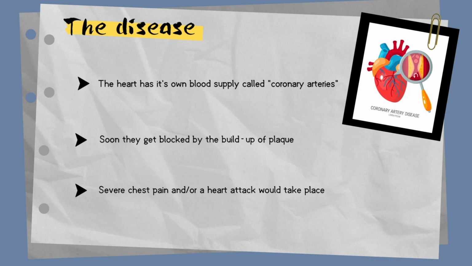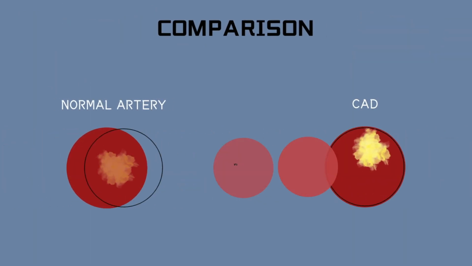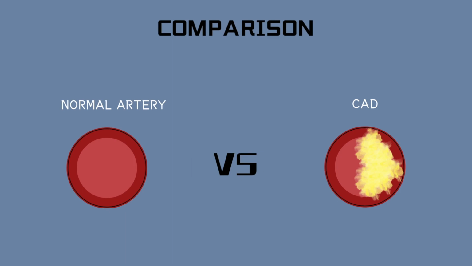arteries. Now, imagine the heart's arteries, which are the blood vessels that supply blood to the heart, are blocked. It will lead to severe chest pain and/or a heart attack. Here's a comparison of a normal artery versus someone who has CAD.